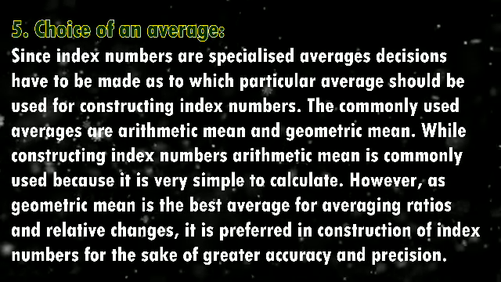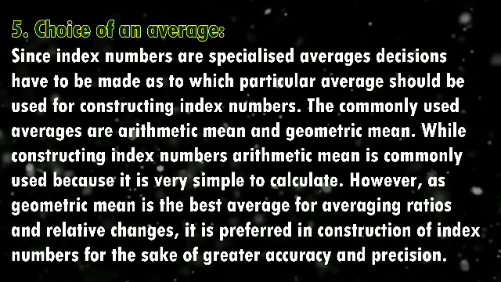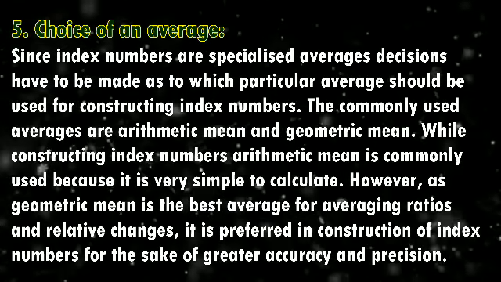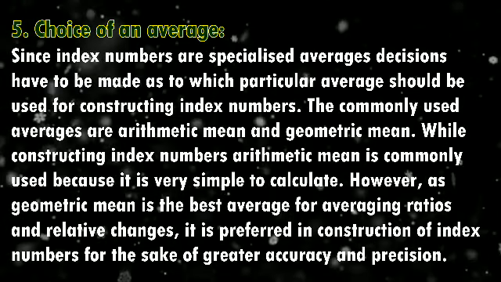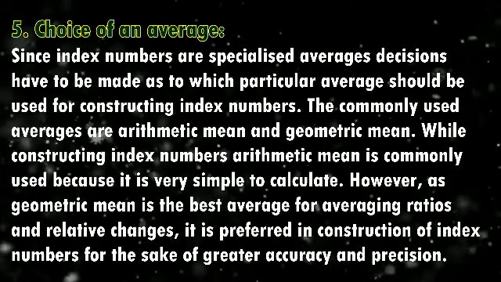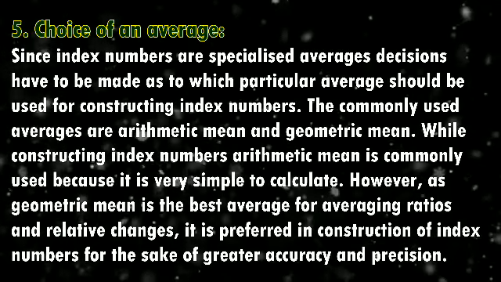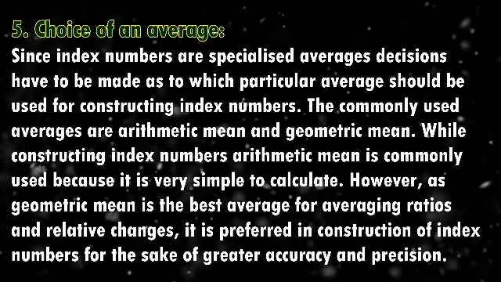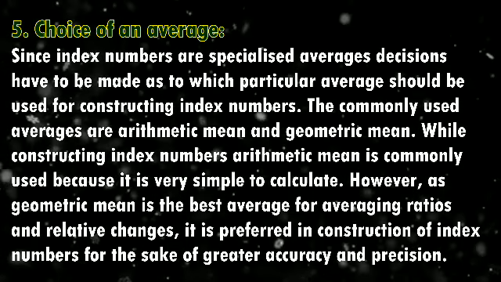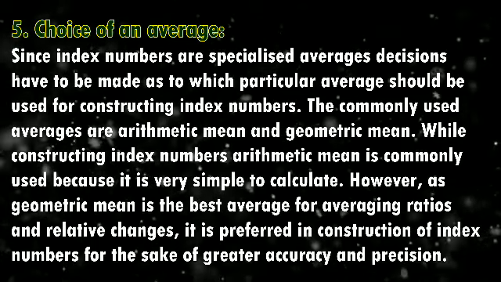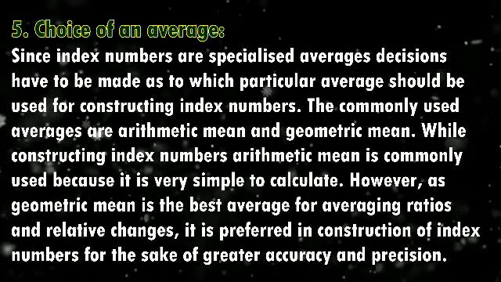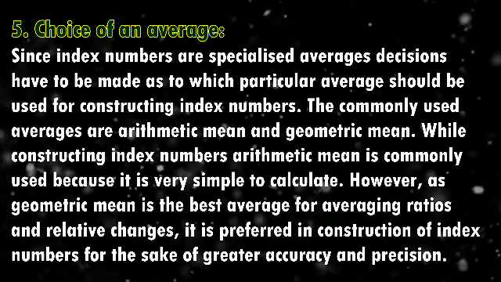While constructing index numbers, arithmetic mean is commonly used because it is very simple to calculate. The arithmetic mean, being easy to use and calculate, is preferred over the other averages. However, as geometric mean is the best average for averaging ratios and relative changes, it is preferred in the construction of index numbers for the sake of greater accuracy and precision.